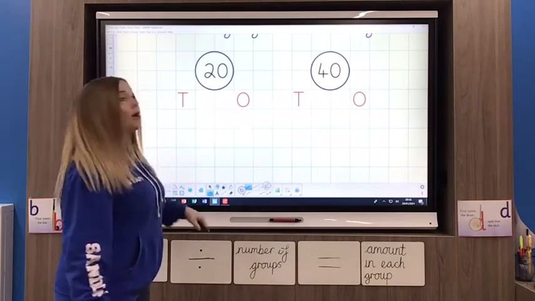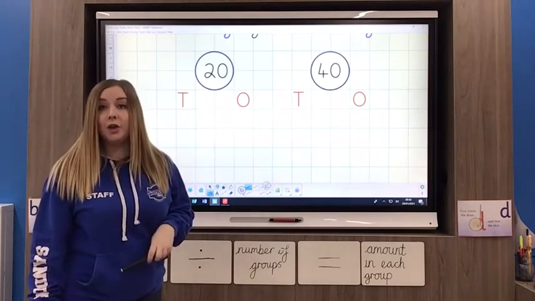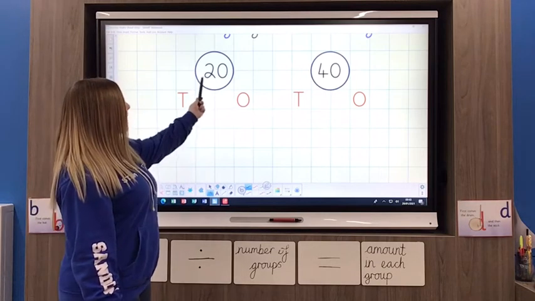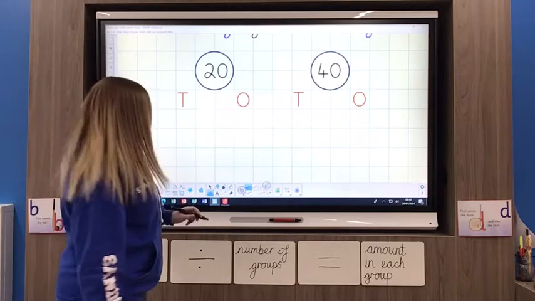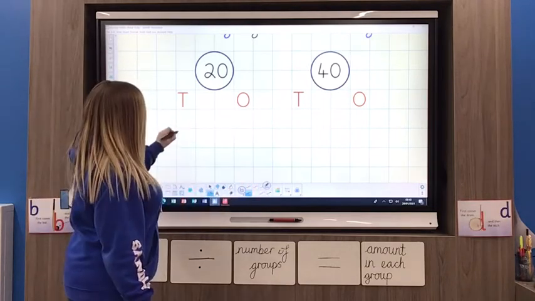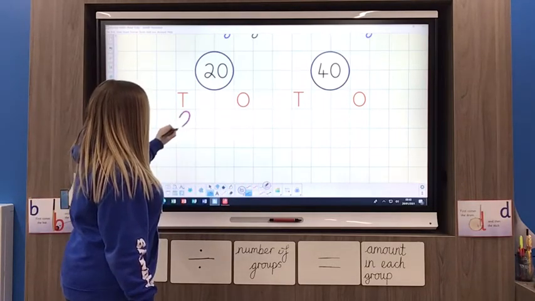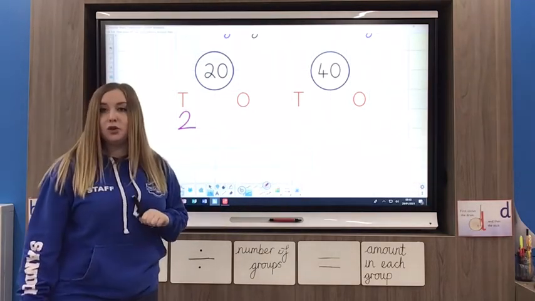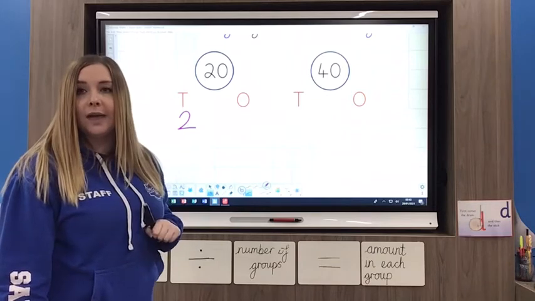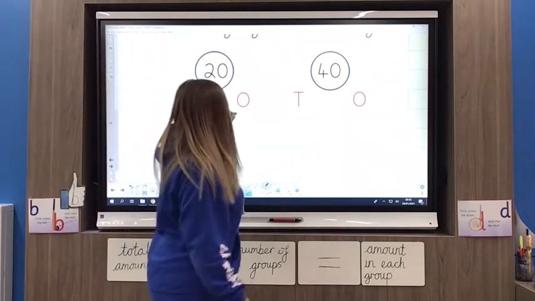So, how many 10s are there in the number 20? Have a little look. How many 10s do you think there are? Okay, so there are 2 10s. Well done. How many 1s are there? A bit of a trick question. How many 1s are there? I haven't got any, have I?